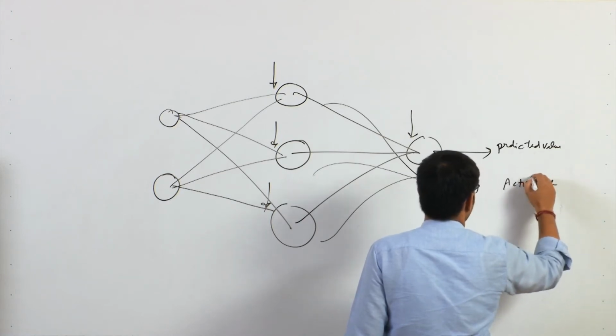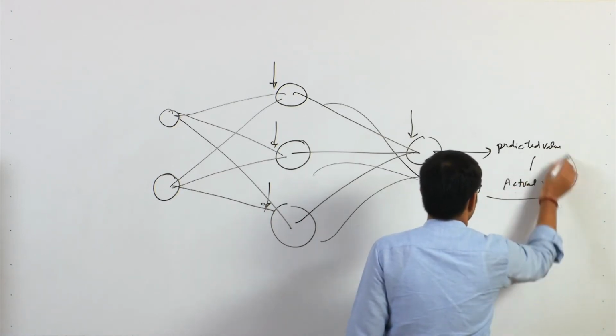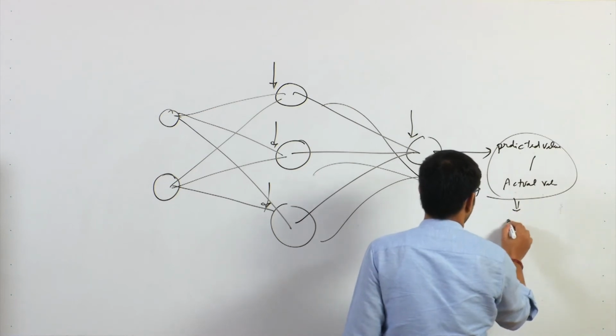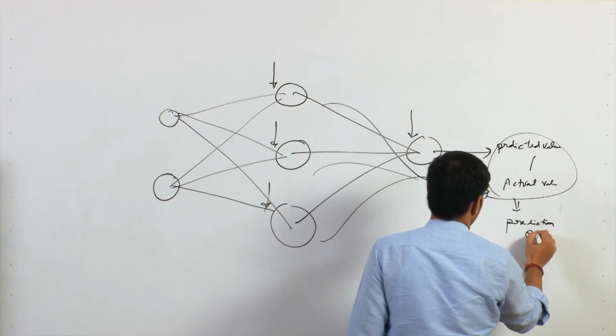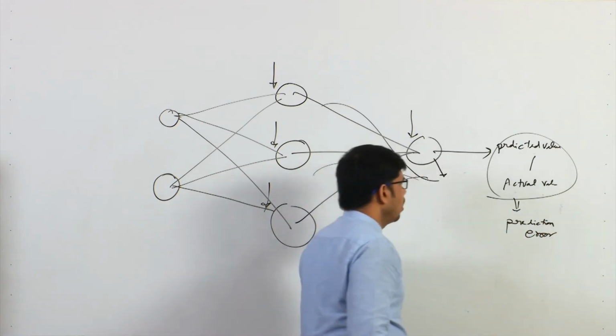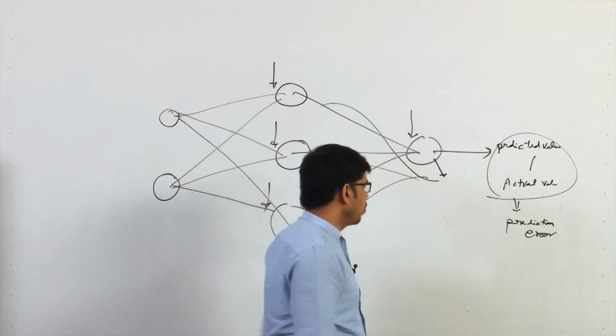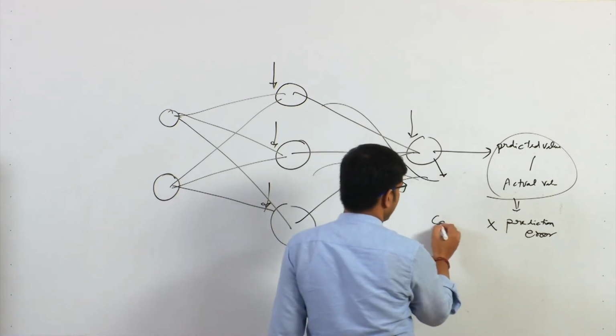Now the difference, actual value minus predicted value, is going to be our prediction error. So this is the typical definition of prediction error. This is the typical definition for any error computation. Now this particular value is going to be multiplied by a correction factor.